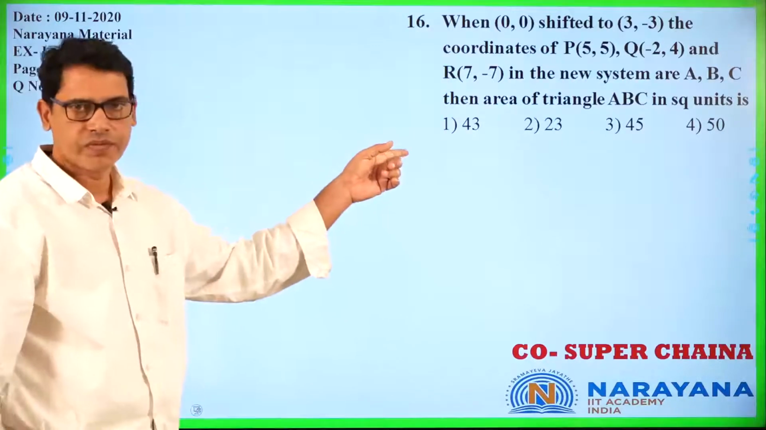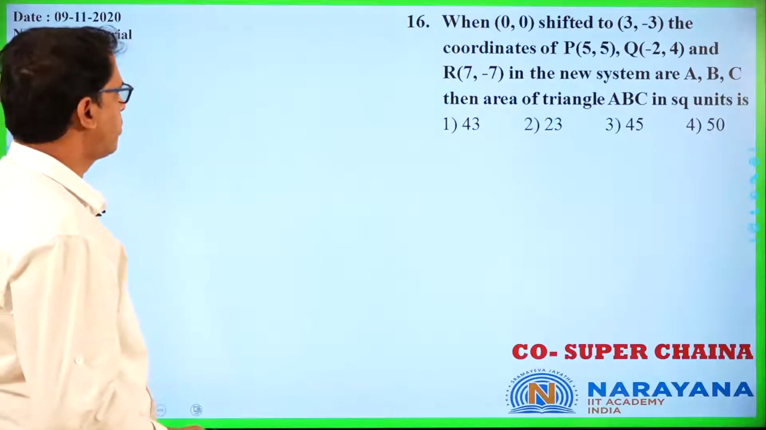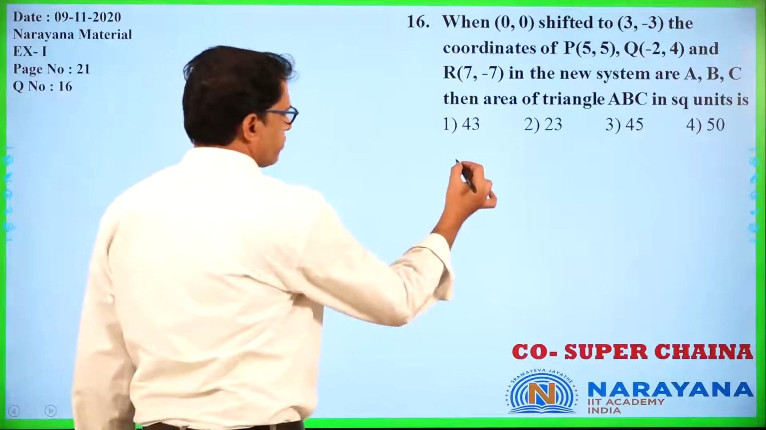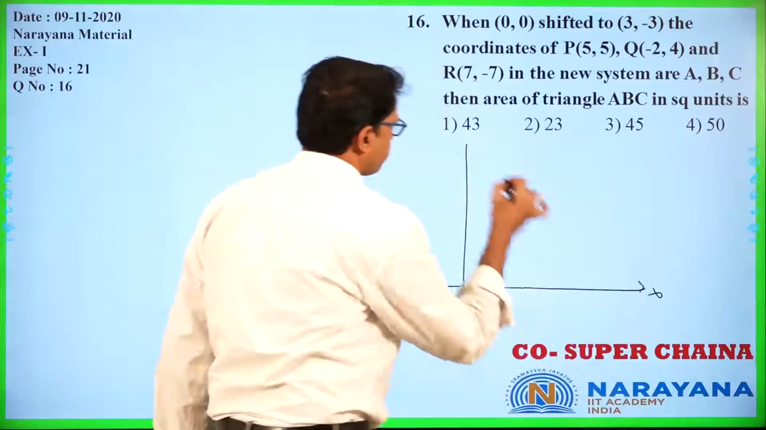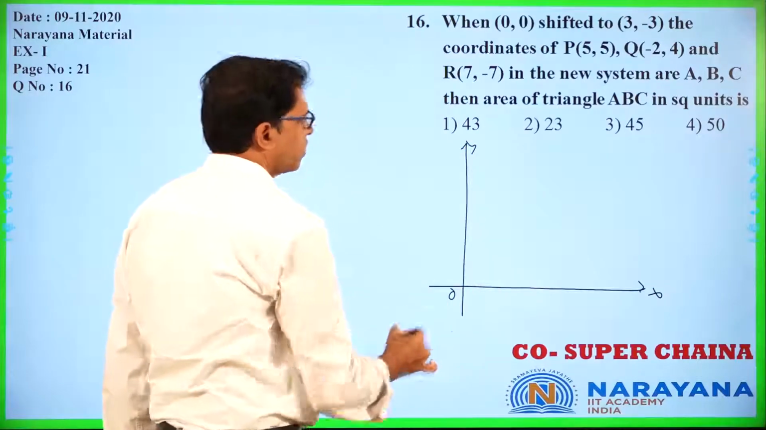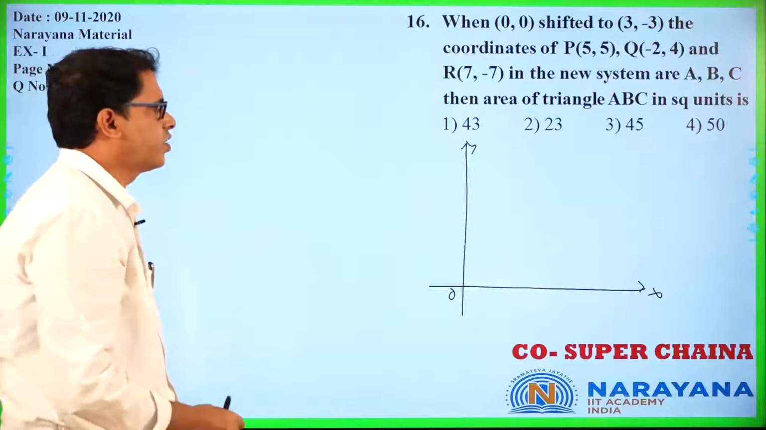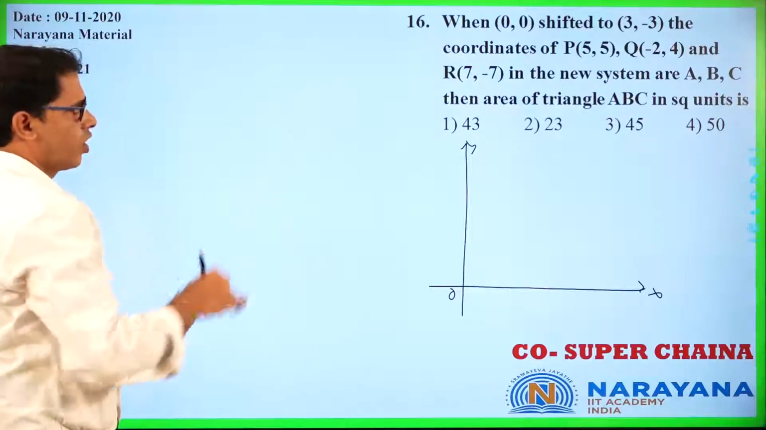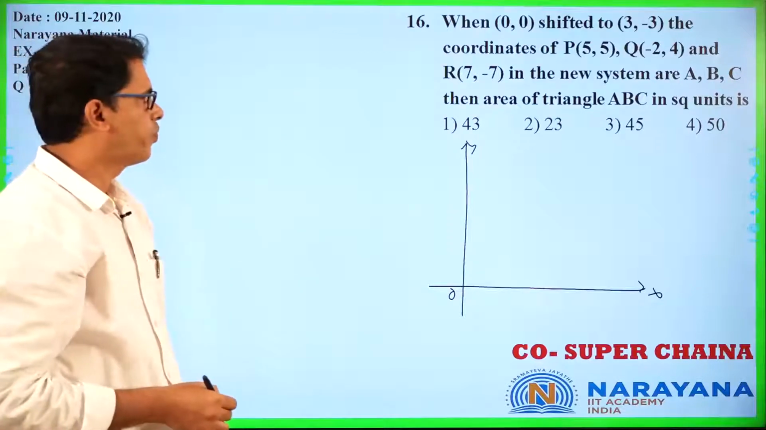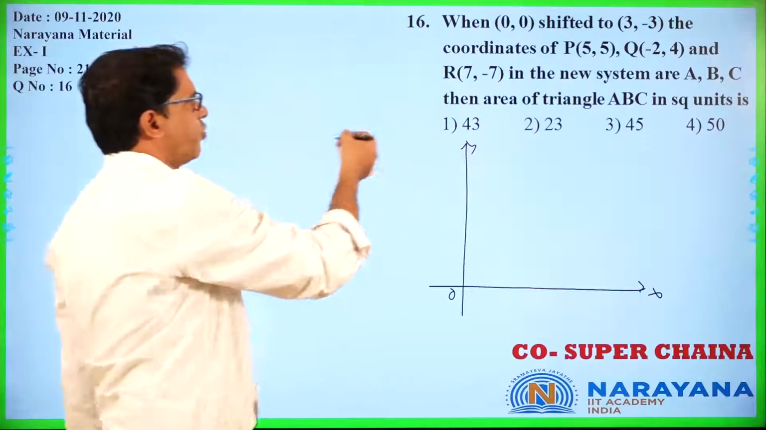Same concept as the previous one. Before shifting, these are the coordinate axes. Then the origin is shifted to another point, (3, -3). Before shifting, these are the 3 points: P, Q, R. Okay? Somewhere there are 3 points, P, Q, R.